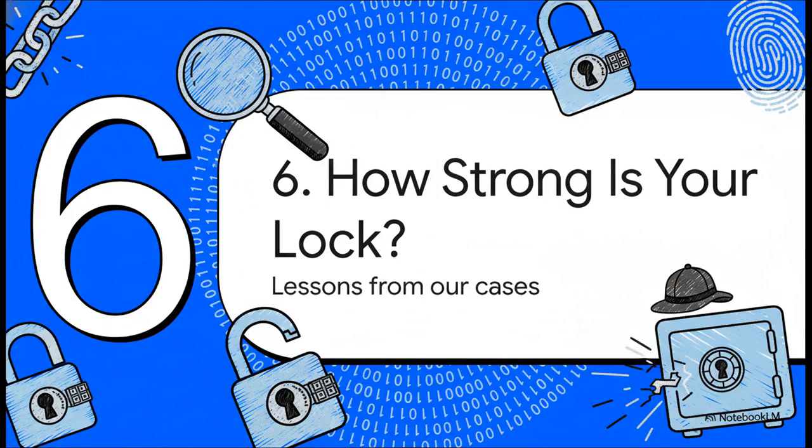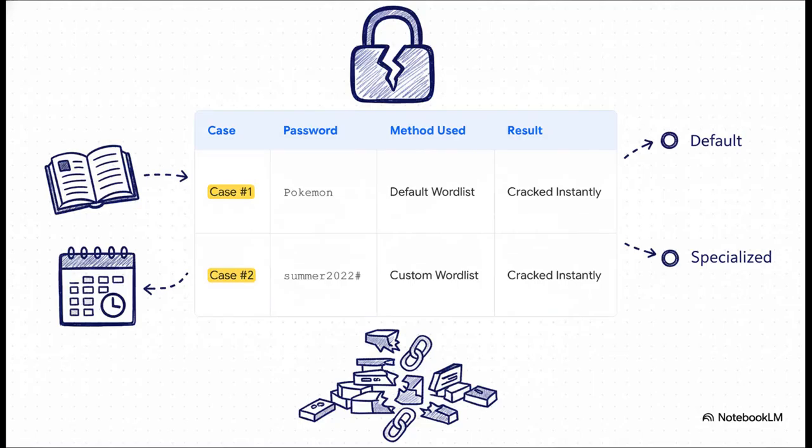So, after cracking both of our digital safes, what did we actually learn here? What does this little detective story tell us about our own security? Let's do a quick recap. Case number 1 used a simple, common word and was broken by a default list. Case number 2 used a more complex but still predictable pattern, a word, a year, and a symbol, and it was broken by a specialized list. But look, in both cases, the result was exactly the same, an instant failure of the lock.